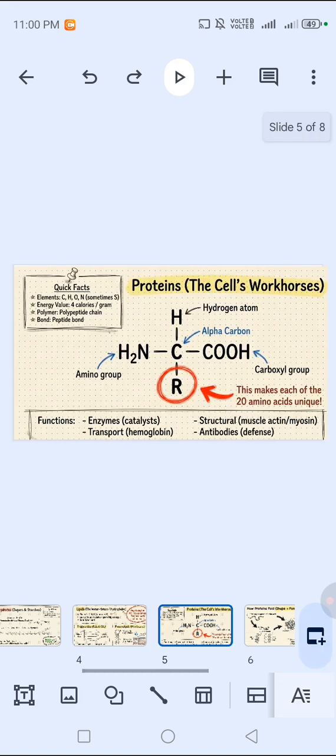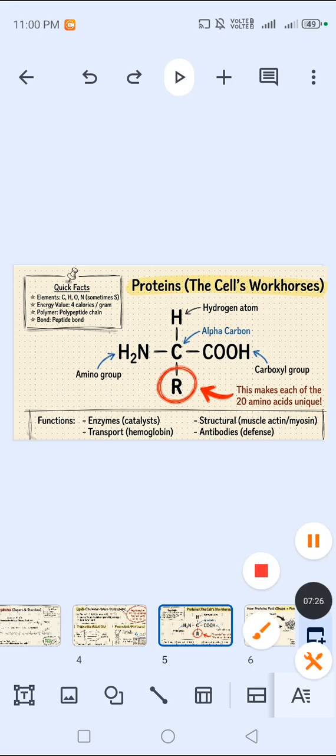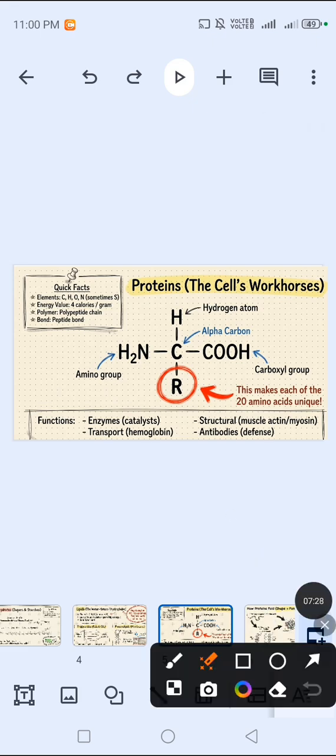So moving to the next slide, protein. What is protein? Proteins do almost all the heavy lifting inside your cell. Very important. The elements here are carbon, hydrogen, oxygen, and nitrogen, but sometimes you will see sulfur.